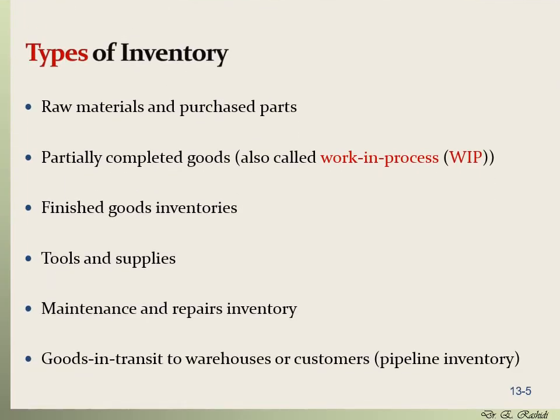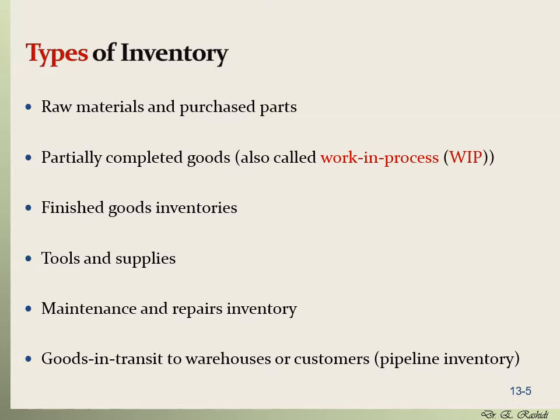Let's now learn about different types of inventory. We can have inventory of raw materials and purchased parts, which is going to be at the beginning of the production line. When you're in manufacturing, you need to have raw materials to produce a product. And to have mass production, you need to have an inventory of raw materials. So that's at the beginning of the production.